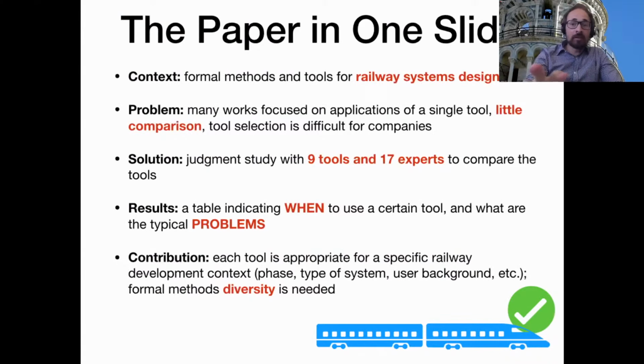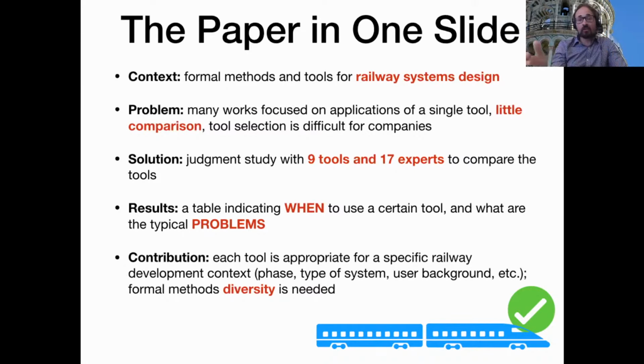So here you have the paper in one slide. We are speaking about formal methods and tools and their application in the railway domain. The problem is that there are lots of studies on applications of a single formal tool to a railway problem, but there is little comparison between tools. So tool selection is quite difficult for companies. Therefore, we performed a judgment study with 9 tools and 17 experts to compare the tools. The result is that we now have a table indicating when to use a certain tool and what are the typical problems that companies may encounter when using a certain tool.